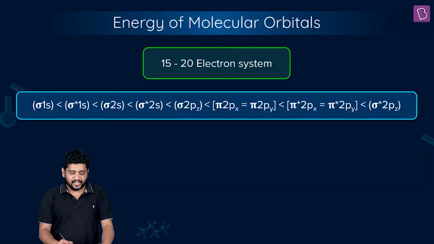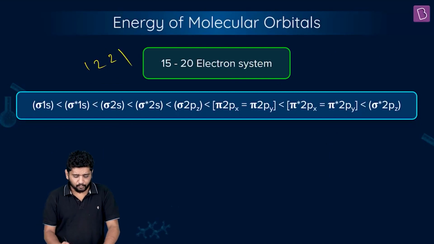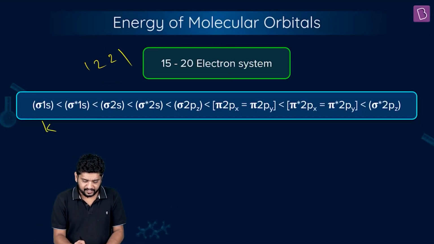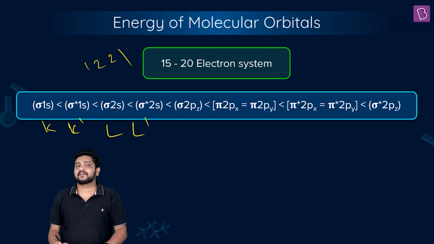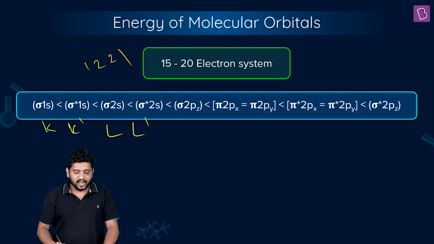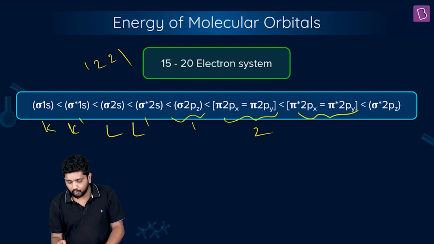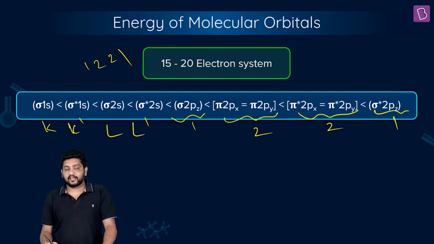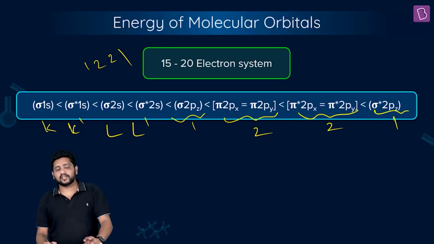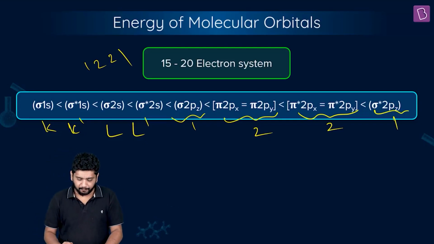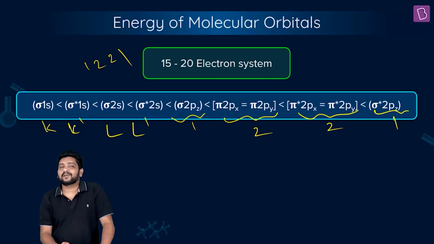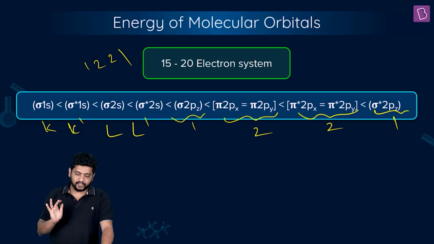For greater than 14, as I was telling you, 1 2 2 1. What do I mean? This is also written as K, K dash, L, L dash: sigma 1s, sigma star 1s, sigma 2s, sigma star 2s. After that, you have 1, 2, 2, 1. So 2 1 2 1 for less than 14, and 1 2 2 1 for greater than 14. This is how we can remember it. This is the energy order for your orbitals. Mind you, this is not obtained from something like the n plus l rule or anything. This is experimentally determined.